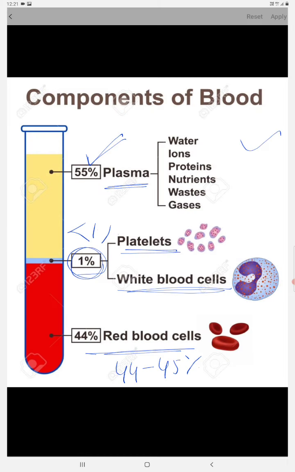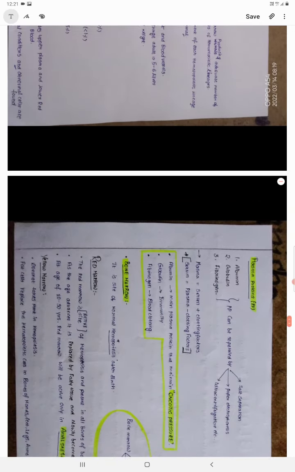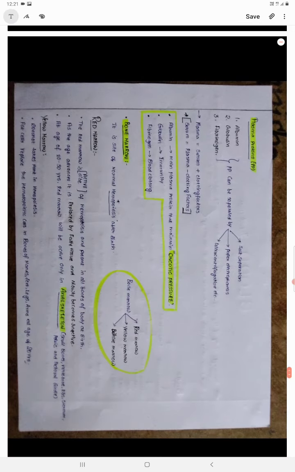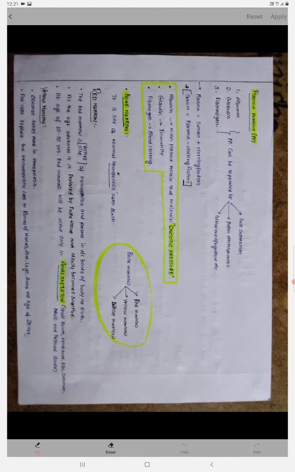Okay, and then again coming to the third one, this is the last part of our session. The plasma proteins. Already we saw the plasma consists of 92% water and 8% solid particles, but again, that 8% of the solid particles is almost entirely constituted by the plasma proteins.